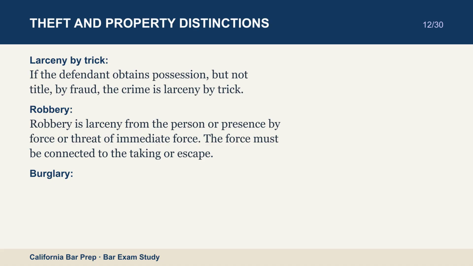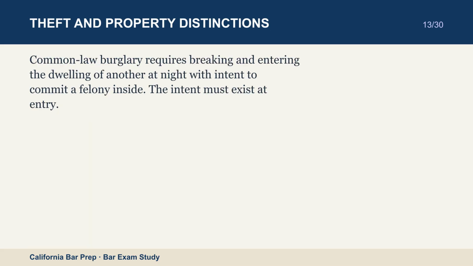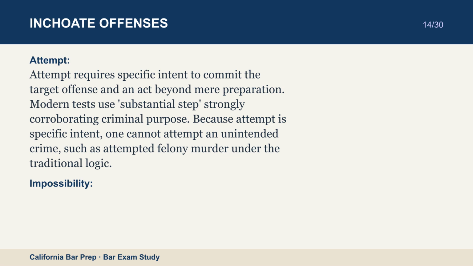Burglary. Common law burglary requires breaking and entering the dwelling of another at night with intent to commit a felony inside. The intent must exist at entry. Attempt. Attempt requires specific intent to commit the target offense and an act beyond mere preparation. Modern tests use substantial step, strongly corroborating criminal purpose. Because attempt is specific intent, one cannot attempt an unintended crime, such as attempted felony murder under the traditional logic.